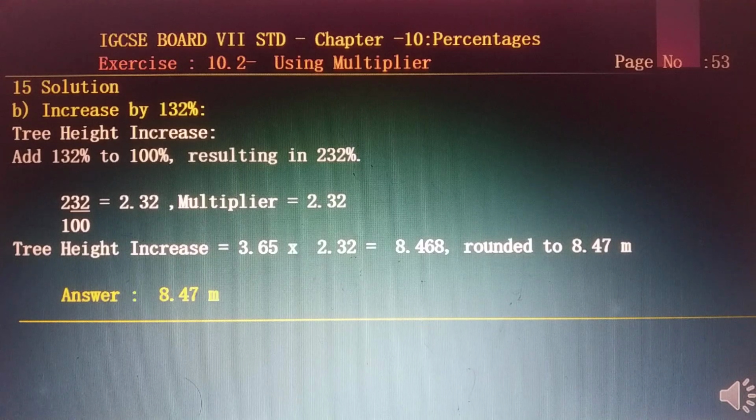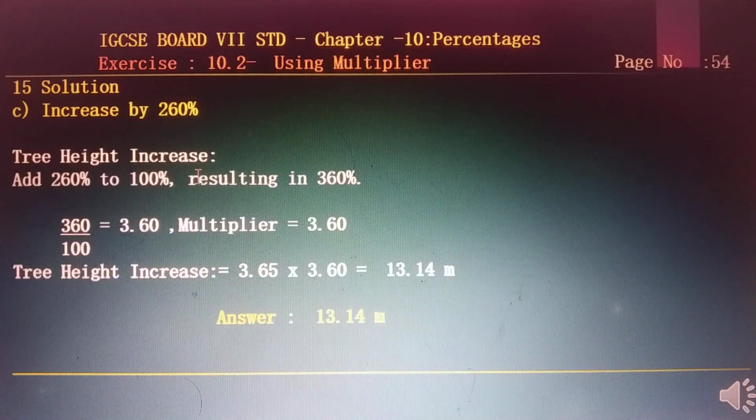The same way calculation of this B, we are getting multiplier 2.32, increase it means 132. Finally we are getting 232% for the multiplier 2.32 multiplied by 3.65, we rounded off to 8.47 meter. The C increases by 260%. The tree height increases, add 260. The same way we are getting calculations based on that multiplier, 13.14 meter.